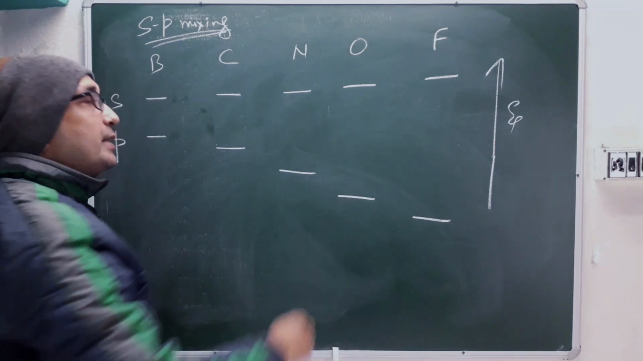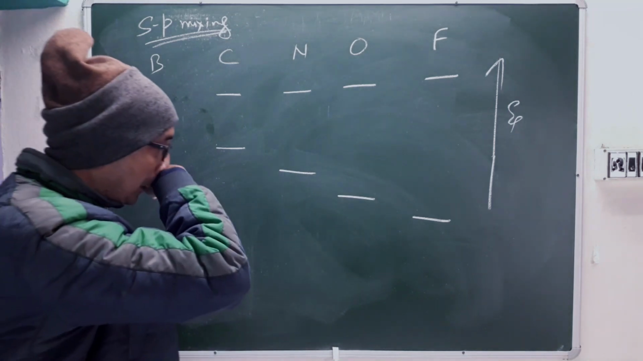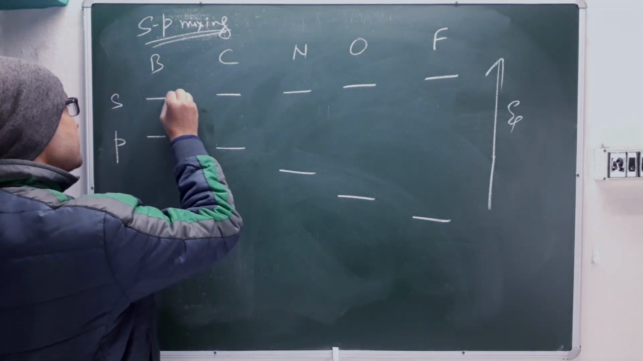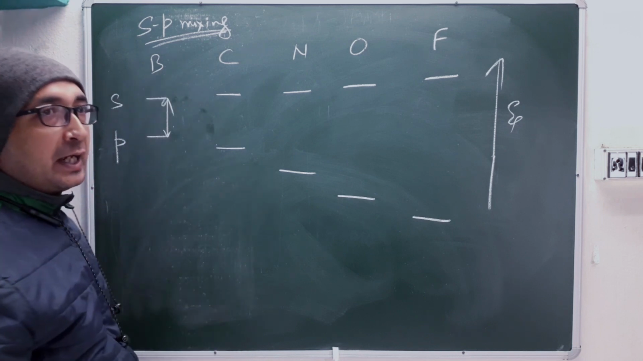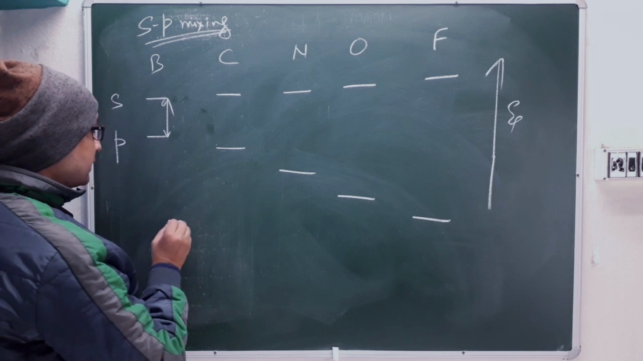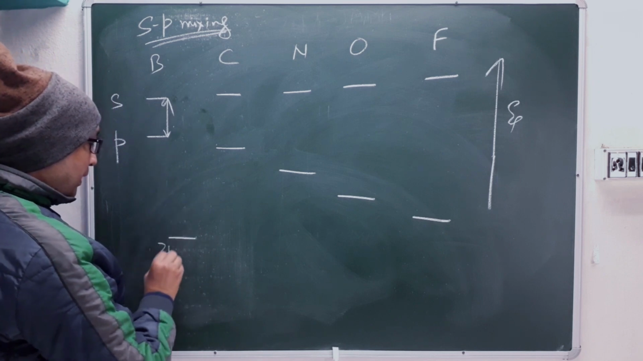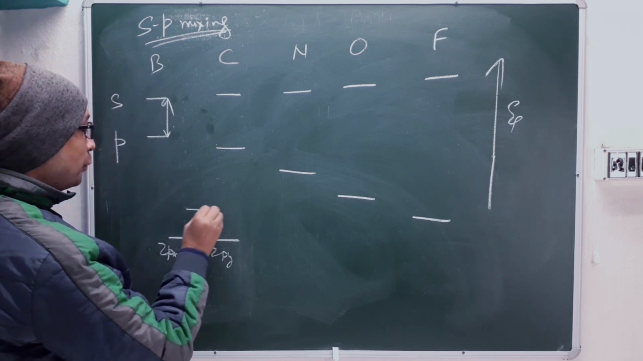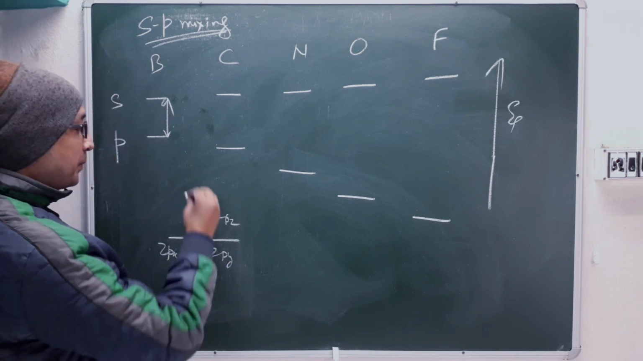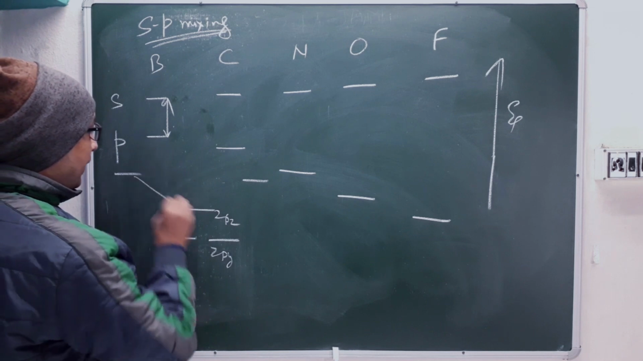So what is this energy gap and what is the sp mixing? We'll come to know now. These two have a very small energy gap. So this mixing will take place, and 2px and 2py will come down and 2pz will go up in the molecular orbital diagram like this. Okay.